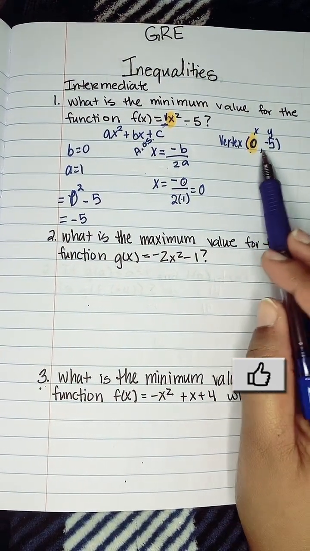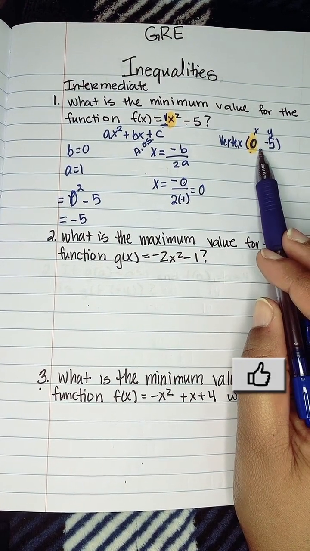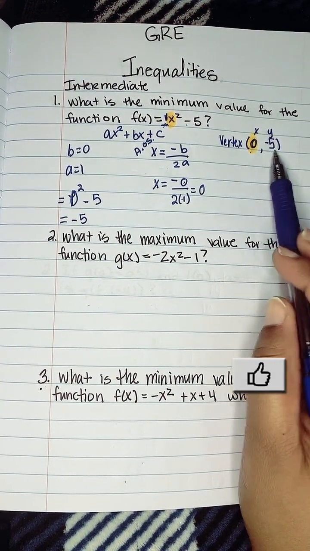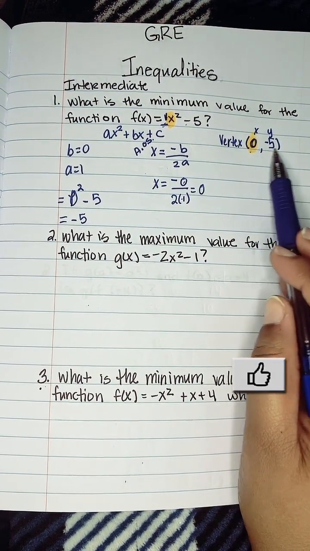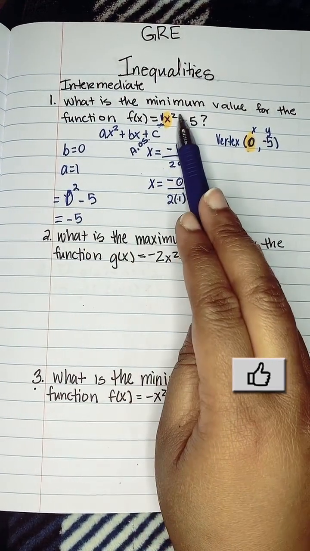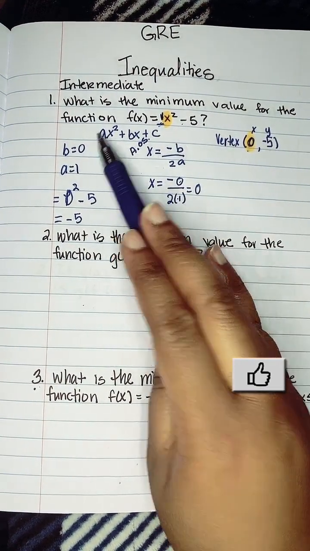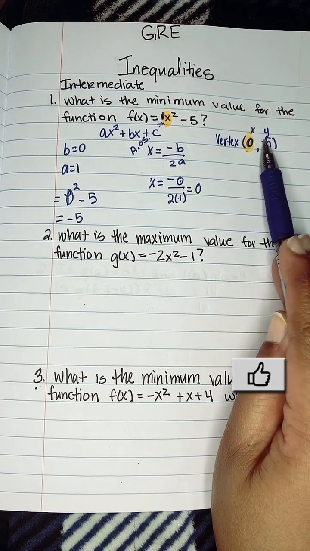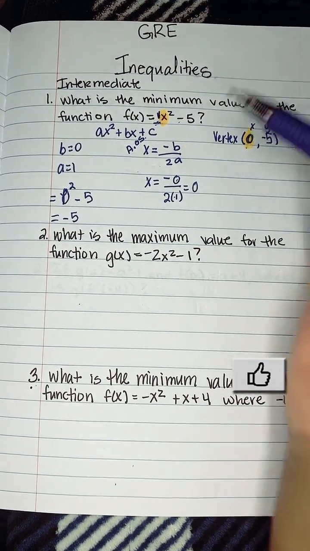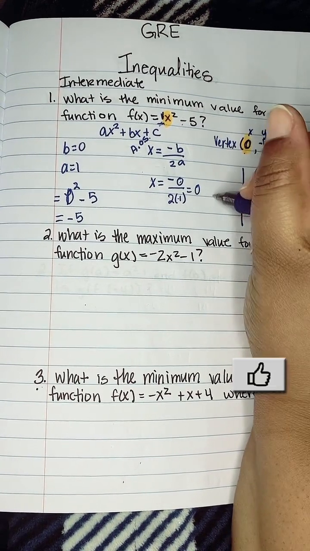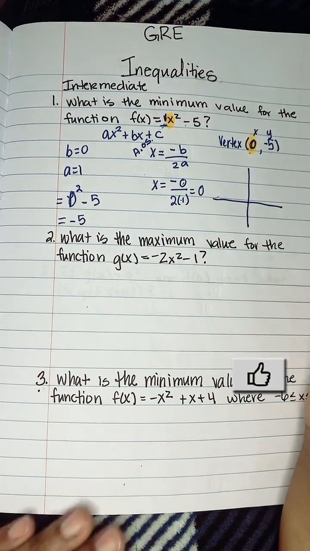This is called your vertex, which is your highest or lowest point, okay? So it says, what is the minimum value of the function? The minimum value would be negative 5. So I'm going to graph this for you so you guys can get a visual of why.